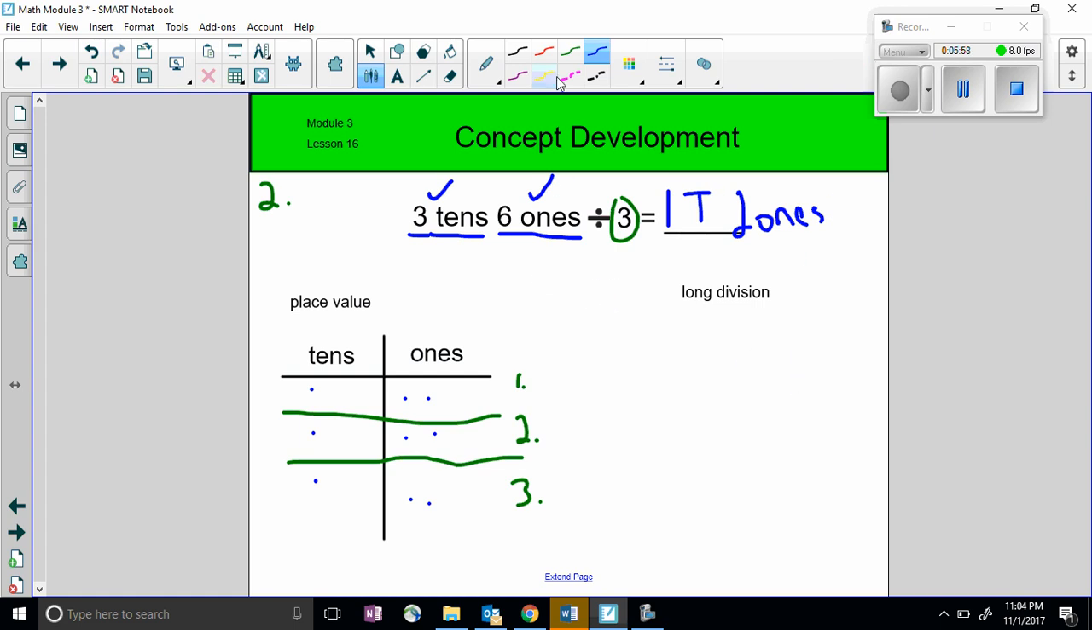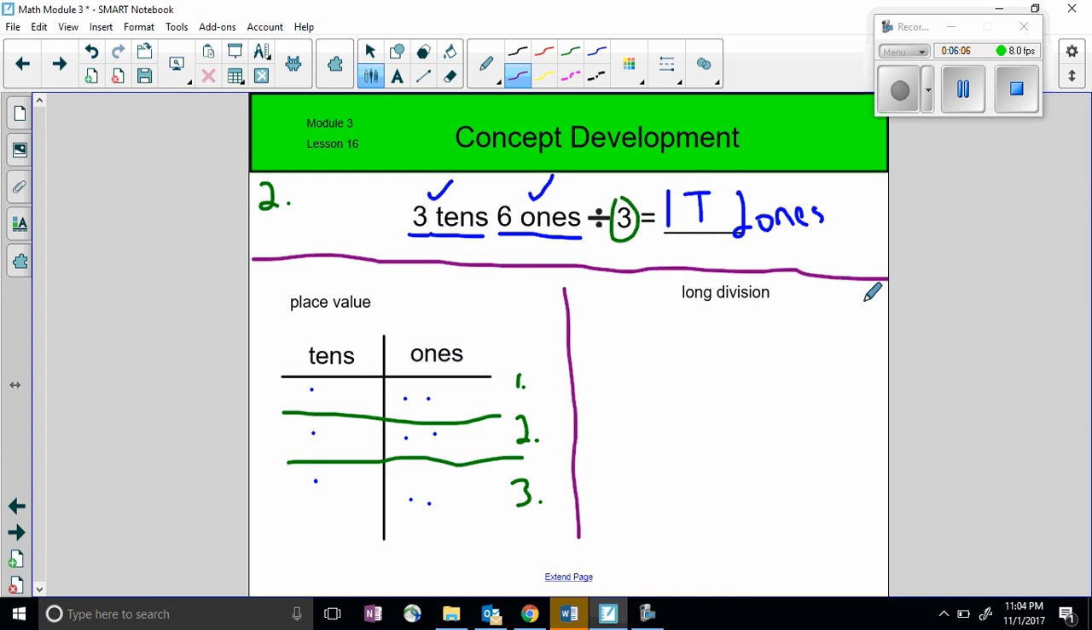The long division method. I'm going to do it in purple. Miss Denham would love me because she loves purple. Alright. 3 10s and 6 1s looks like this. I'm going to put it in the house, and I'm going to divide it by 3, which I'm going to make green again.